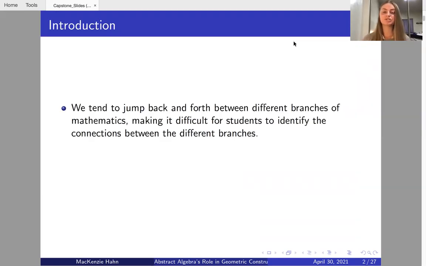As students, we tend to jump back and forth between different branches of mathematics. We may take an algebra course one semester, a geometry course immediately after, and then we might go back to an algebra course right after that. That's just the typical structure of math classes. They tend to primarily focus on one topic at a time, and that can make it difficult for students to identify connections between different branches.